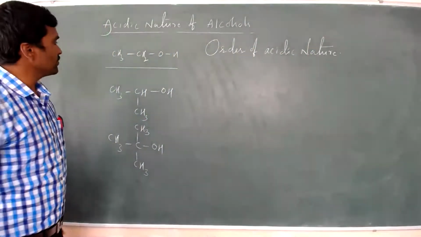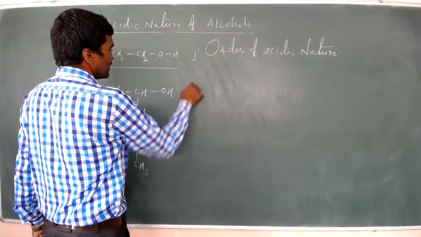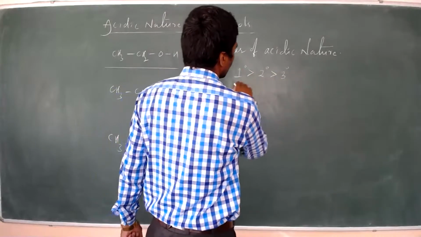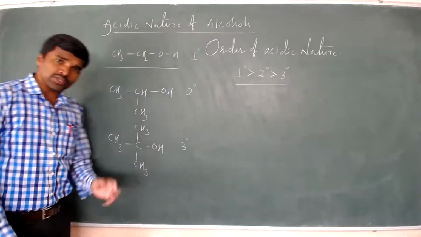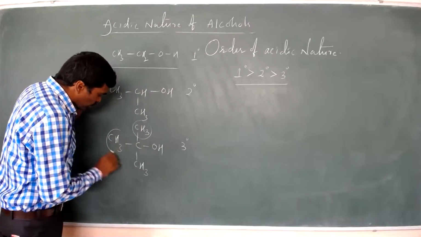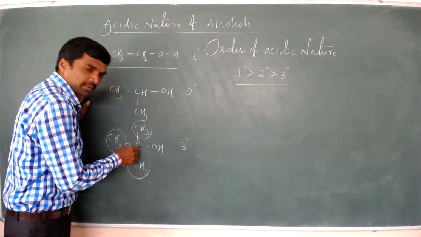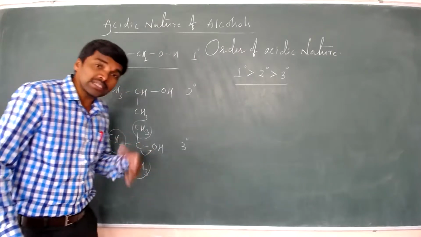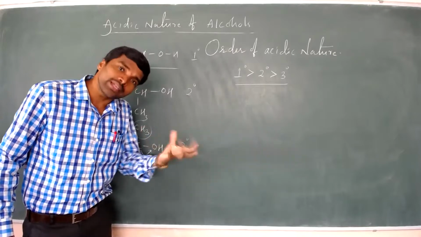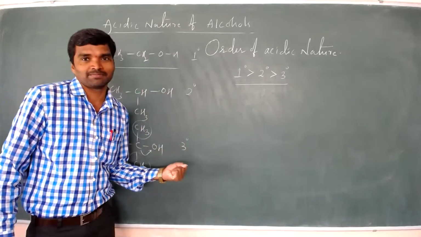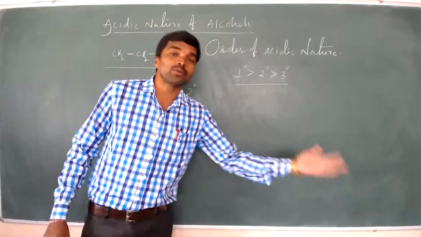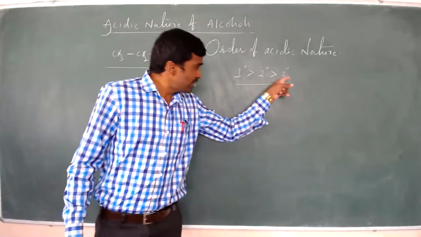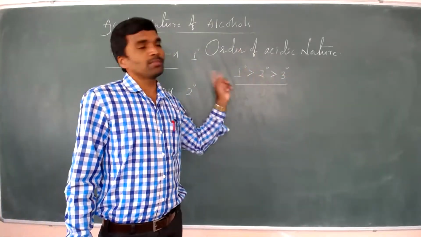Okay, the order of acidic nature of alcohols: primary is more acidic, then secondary, then tertiary. Primary greater than secondary greater than tertiary. Why? You see here, the 3 methyl groups can donate electrons to carbon, and the carbon donates the electrons to oxygen. Then the oxygen's electronegativity power increases, so it can hold the hydrogen. So the hydrogen is unable to be removed, unable to liberate. That's why tertiary alcohols are weak acids when compared to secondary and primary.